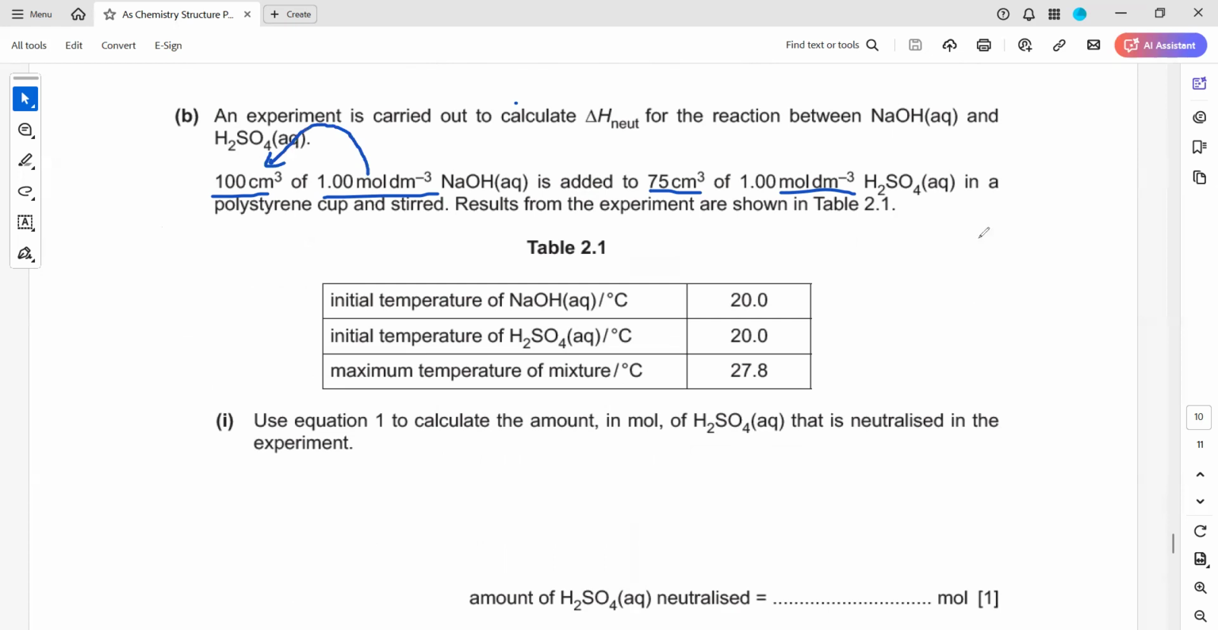And the results of experiments are shown. The initial temperature of sodium hydroxide was 20, and sulfuric acid too, but the temperature of the mixture is 27.8. Now calculate the moles neutralized in this experiment. So first find the moles of sodium hydroxide. Yes, 0.05 will be the answer.